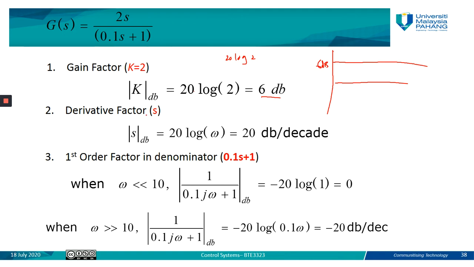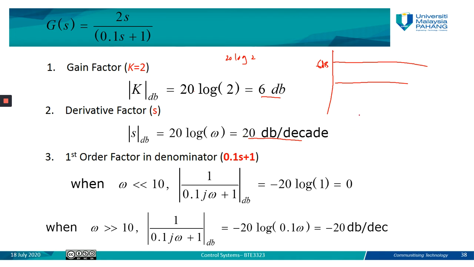Then after that we need to draw the derivative factor, or the zero at the origin, the value of s or j omega at the origin. In order to find the magnitude here, it will be 20 log omega. Whatever the value of omega is, as we said before, it will be 20 dB per decade. This is based on the previous table and our explanation when we found the log magnitude of the derivative or integral factors. It will be either 20 dB or negative 20 dB for the poles. Here we have a zero, so it will be positive 20 dB per decade.